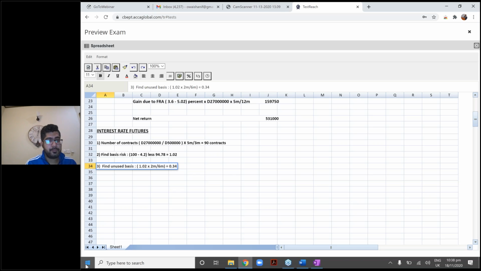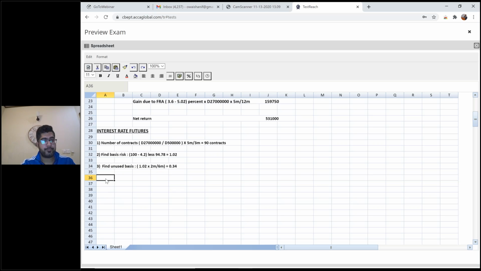I'm repeating again. The unused basis is basis risk 1.02, just computed, into extra months over total months. Extra months: we wanted to borrow or deposit on 31st Jan, so we needed a future of 31st Jan, but we took a future of 30th March, so 2 extra months. Total months: today's date is 1st October and we took a future of 31st March. So 1st October to 1st November, 1 month. 1st December, 2 months. 1st January, 3 months. 1st February, 4 months. 1st March, 5 months. And 30th March, 6 months. This is how you get unused basis.